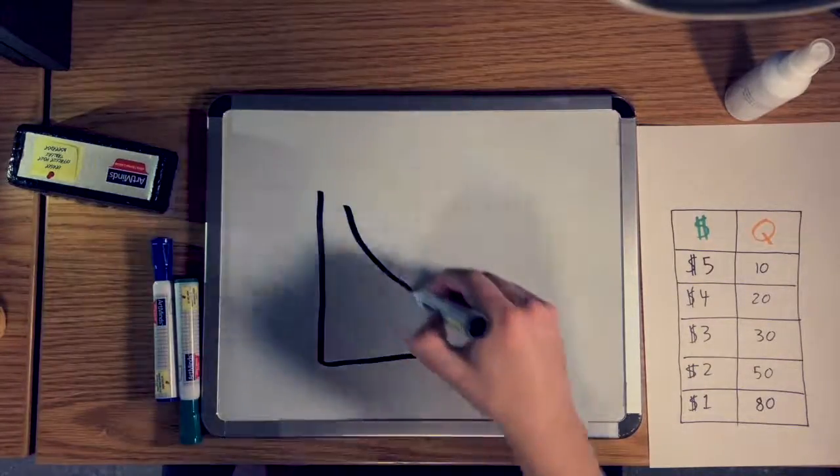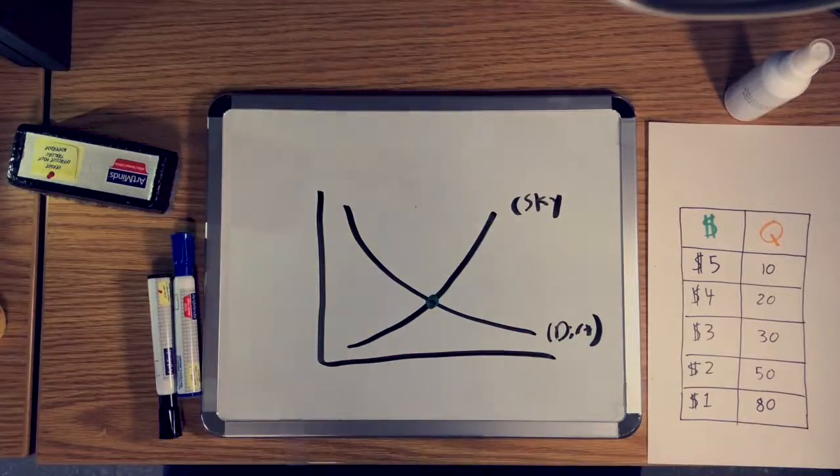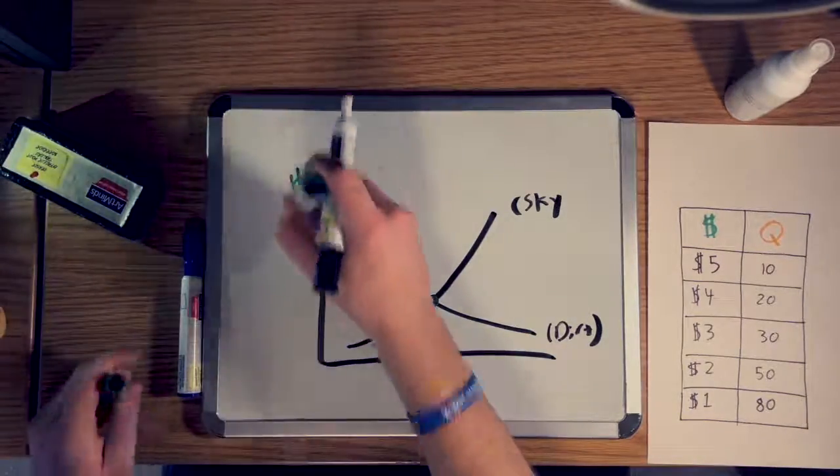Now, let's do a quick recap. This is a supply and demand curve: demand towards the dirt, supply towards the sky, with an equilibrium in the middle.